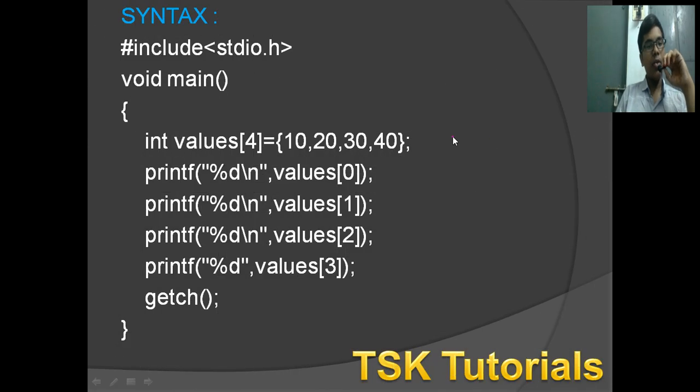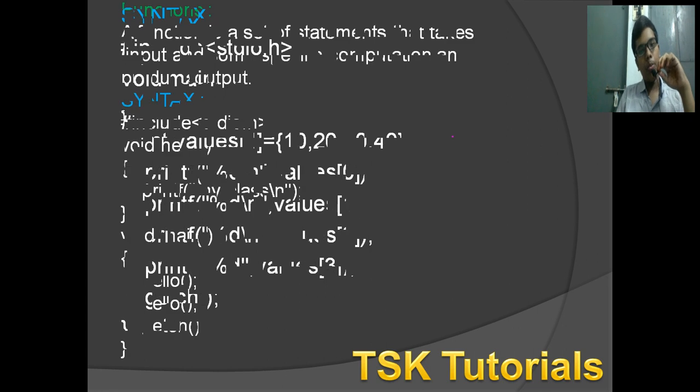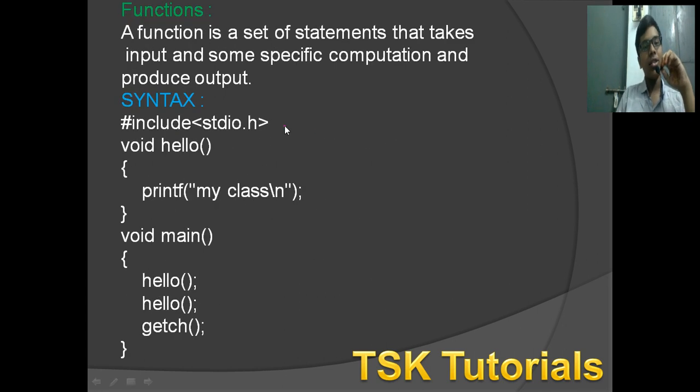That's the syntax of an array. Simply, an array is used to print the desired set of values that are required for us from a set of the input values. Now let's get into the second classification under derived data type, that is functions.